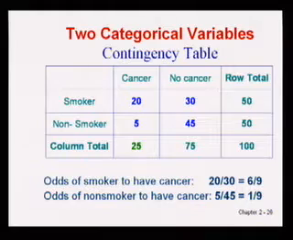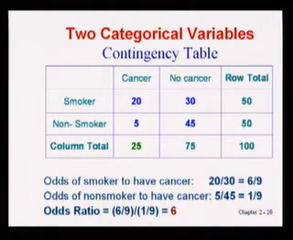But oftentimes people use a number called the odds ratio, which is the ratio of these two odds. The odds of having cancer for a smoker is 6 to 9. The odds of having cancer for a non-smoker is 1 to 9. What's the ratio of these two? Do the division, and it is 6. This 6 means the odds of a smoker to have cancer is 6 times the odds of a non-smoker to have cancer. And that tells us that if you do smoke, your odds of getting cancer are much higher than if you do not smoke.